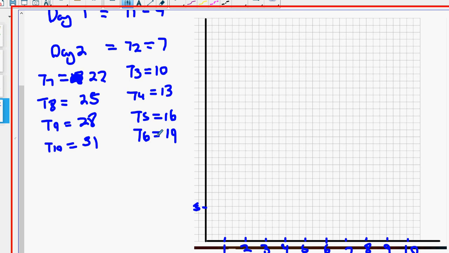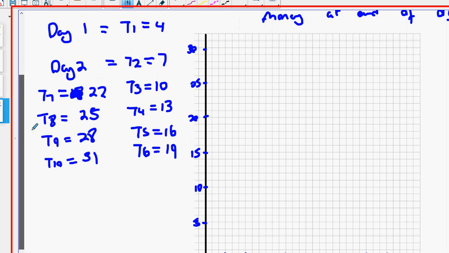5, 10, 15, 20, 25, and 30. Everybody all right with that? Okay, let's begin. 1, 4. 2, 7. Is it linear?